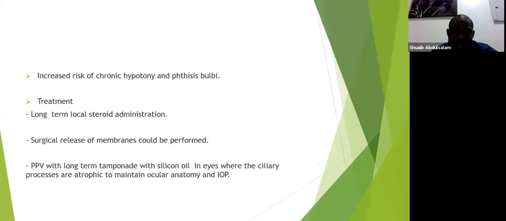So in these patients, there is an increased risk of chronic hypotony, and it could eventually go on to result in phthisis bulbi. The treatment is long-term local steroid administration. So you actually use the side effect of steroids, which is a rise in intraocular pressure, as a treatment in this case. Then you could also release the membrane surgically. In some patients, you could do a vitrectomy with long-term tamponade with silicone oil in eyes where the ciliary processes are atrophic, in order to maintain the ocular anatomy and IOP.